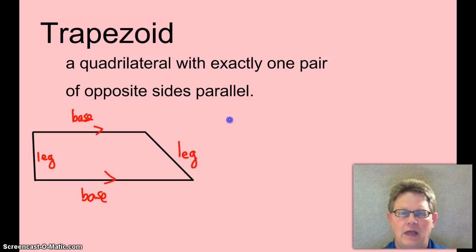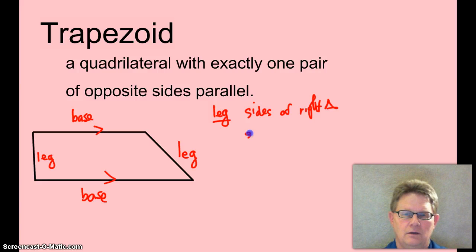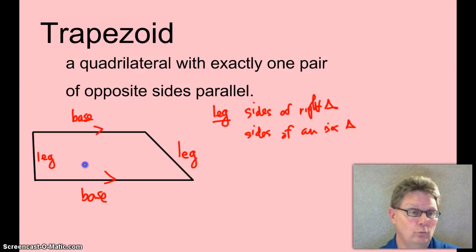Now, legs can mean three different things. We've talked about legs as being sides of a right triangle. We've talked about them being sides of an isosceles triangle. And now we're talking about sides of a trapezoid. Those are legs also. But it will make a whole lot of sense with the next screen why we actually call those non-parallel sides legs.